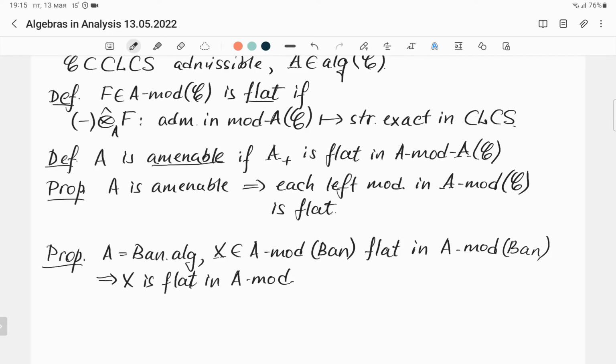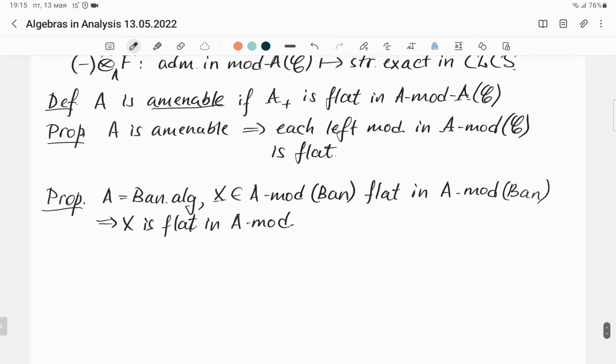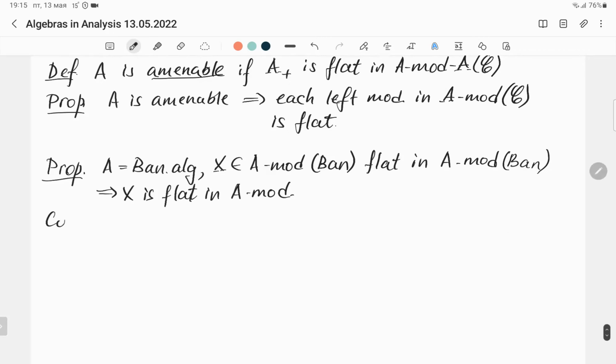And by the way, I don't know if it is true for the vectorial flatness. And as a corollary, we see that if A is an amenable Banach algebra, then A is amenable as a topological algebra.